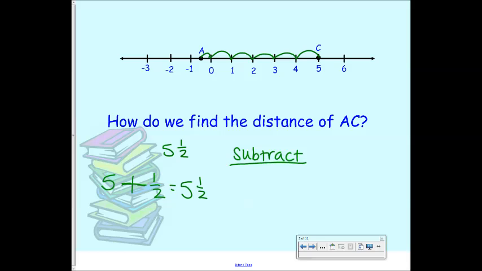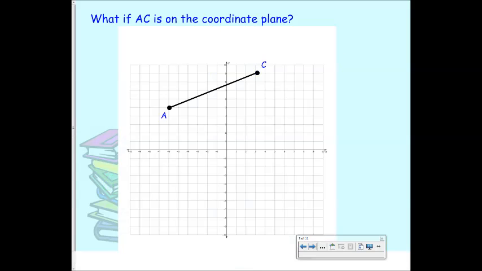But again, if we put that onto a coordinate plane, what changes now? What changes when you put something on a coordinate plane? It's slanted and it has two what? It has two coordinates, right? There's an x and a y value that we have to consider. So if A is -6, +5, and C is 3, 9, how could I find the distance here?